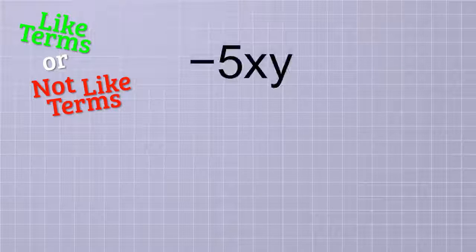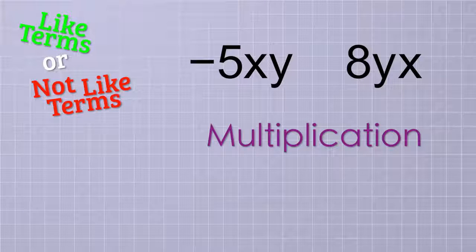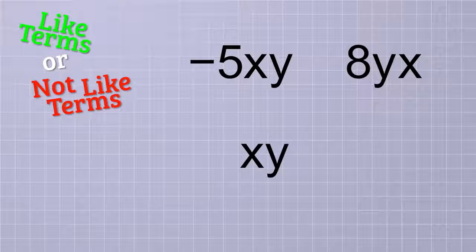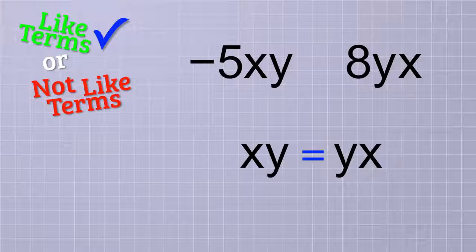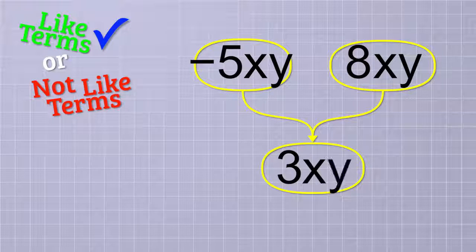Next, we have negative 5xy and 8yx. Are these like terms? Well, at first glance, you might think that the variable parts of these terms are different because the x and the y are in a different order. But remember, multiplication has the commutative property, so the order doesn't matter. xy is the same as yx, so we can rewrite them so that they look the same too. There. Now we can add the number parts. Negative 5 plus 8 is 3. So we wind up with the single term 3xy.